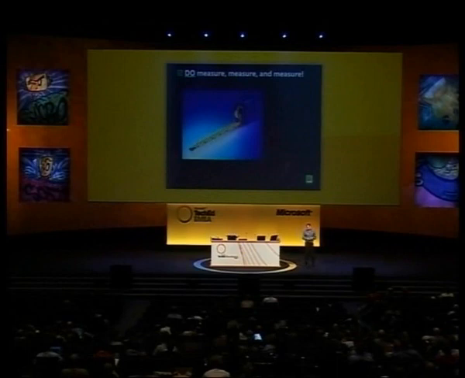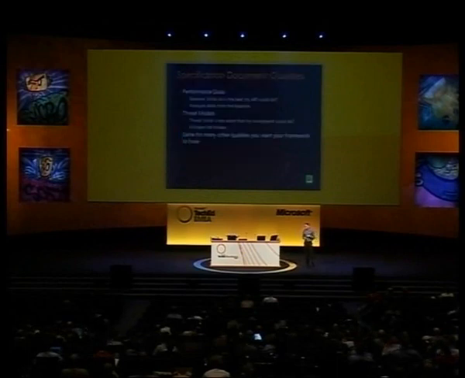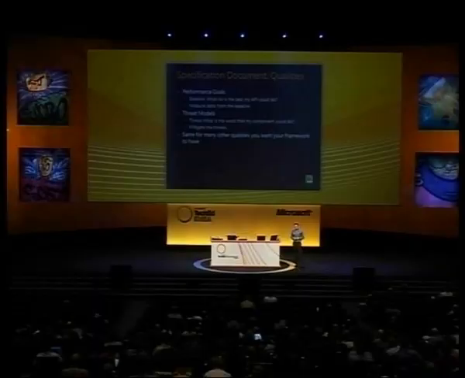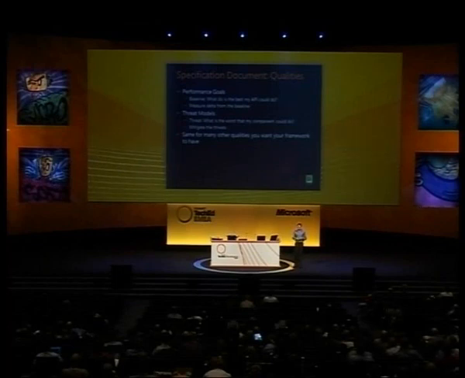So the way we do it is basically, we have a specification document, templates that teams designing APIs would use. The document has those sections that I talked about before: API design, scenarios, the listing of types and members. But the specification template also has sections about qualities of the framework that we would like to design in from the get-go. Think about this upfront. So for example, performance goals.